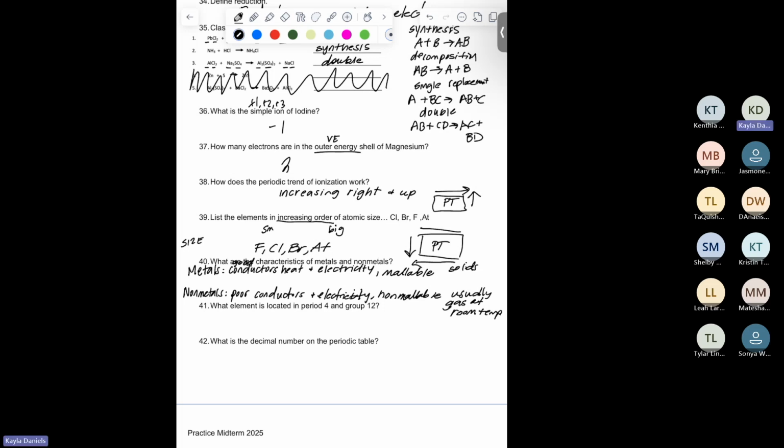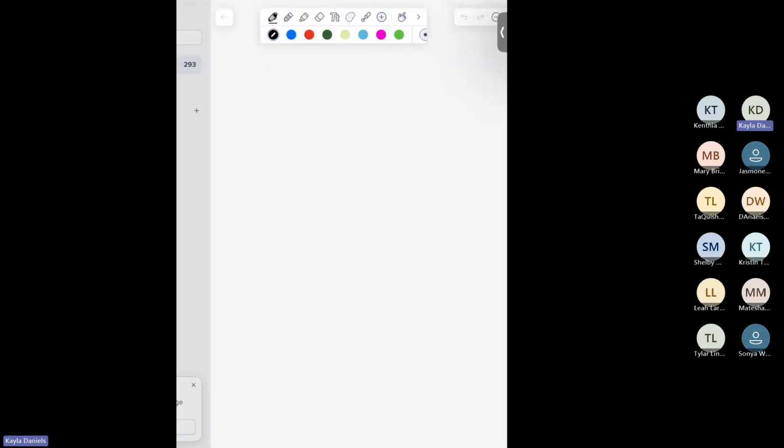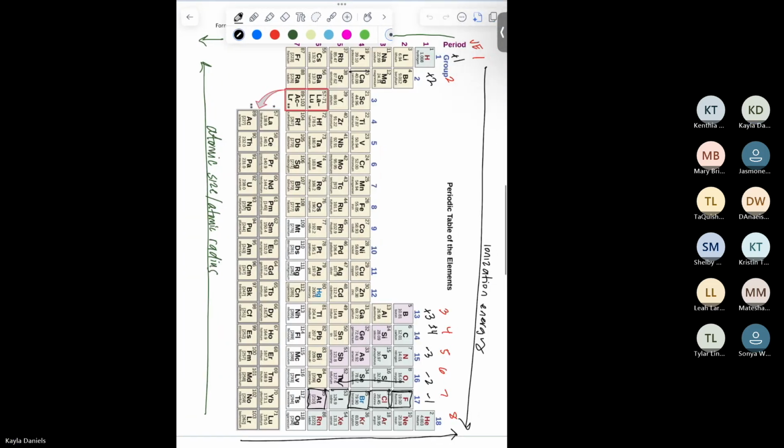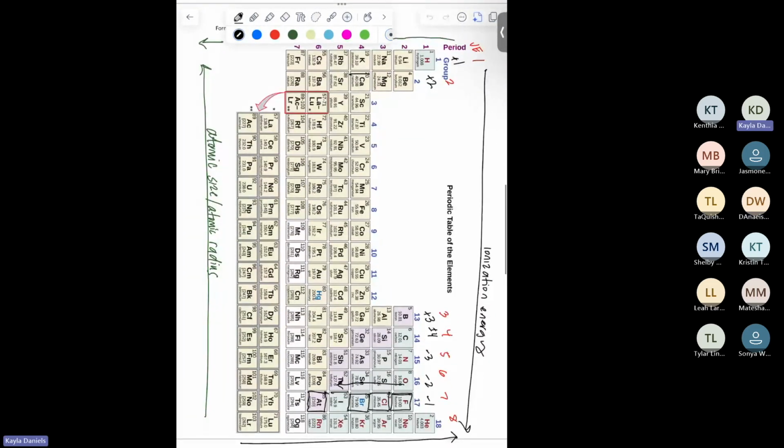41, which element is located in period 4, group 12? Is it zinc? Yeah, period 4, group 12, it is zinc. Perfect.